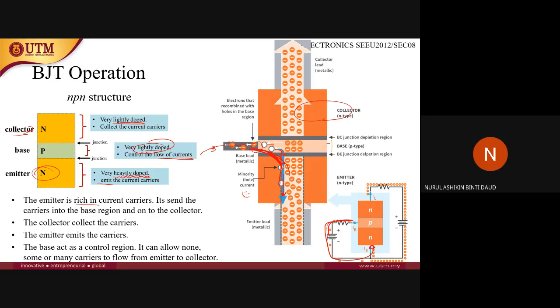So that will cause the current at the emitter to be slightly greater than the collector current, because of the small current from the base and also the large current from the collector. This is how the BJT operates. So that's why IE is equal to IC plus IB. These are the reasons why.